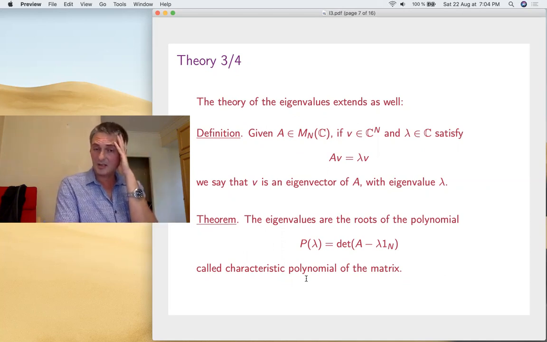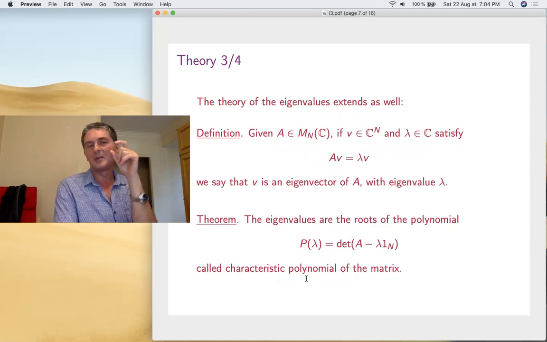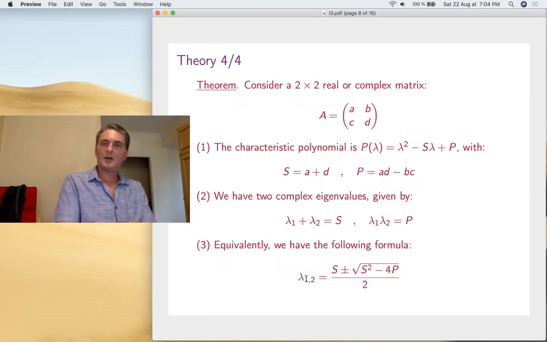And now, when does this happen? When (A minus lambda) times v is 0. So A minus lambda must be not invertible, so the determinant must be 0. So you get this theorem: eigenvalues are the roots of the characteristic polynomial. Now, as an example, let's just take the general 2 by 2 case. It's in the rotation already.